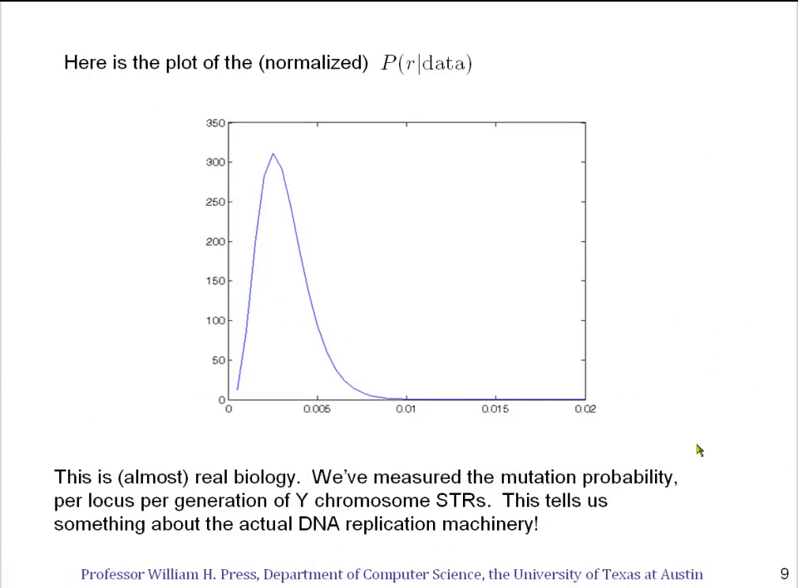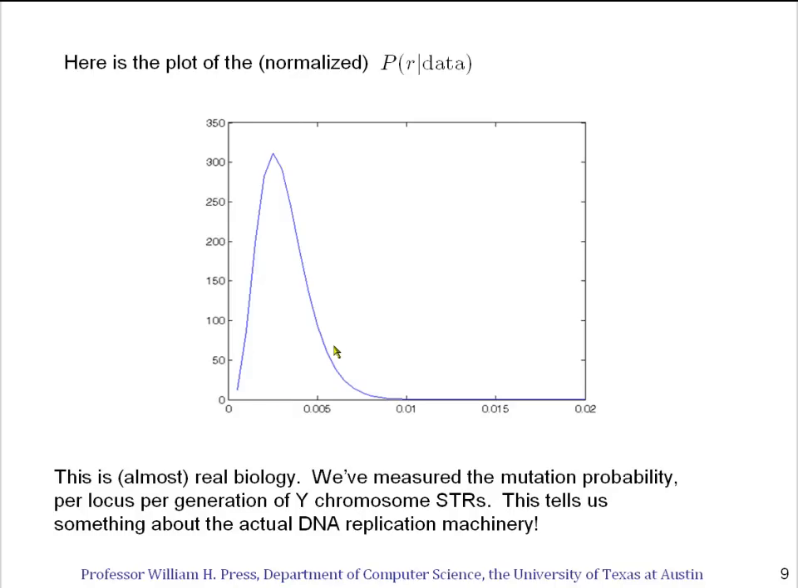So here's the plot of the normalized answer, the probability of the parameter R given the data, using that log uniform prior. And gosh, we've actually made a real measurement of it. It looks like the most probable value for the number of mutations per locus per generation is somewhat less than 0.5%, right? 0.5% is here, so our measurement looks like it's about 0.3%.